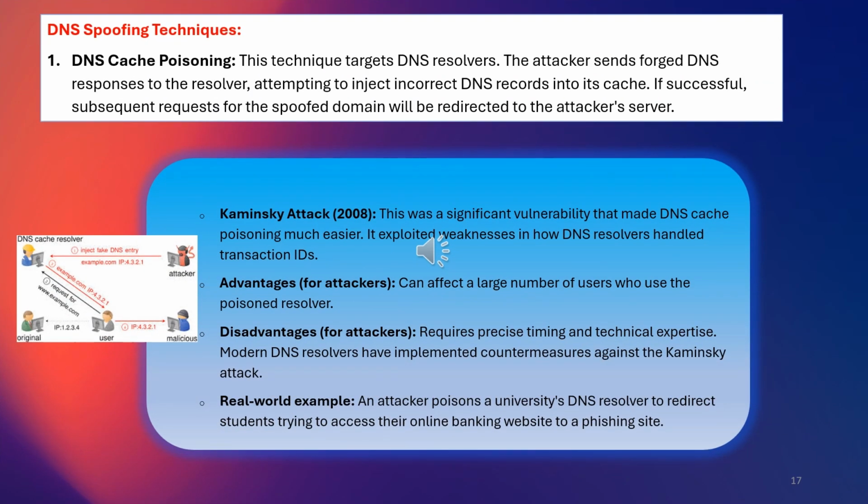DNS spoofing techniques. Cache poisoning. In DNS cache poisoning, attackers inject fake DNS records into a resolver's cache. This makes all users relying on the poisoned resolver get incorrect IP addresses. Affected users are unknowingly redirected to malicious sites. Kaminsky attack, 2008: a high-profile DNS poisoning vulnerability that exploited weak transaction IDs. It led to major security improvements in DNS resolvers.